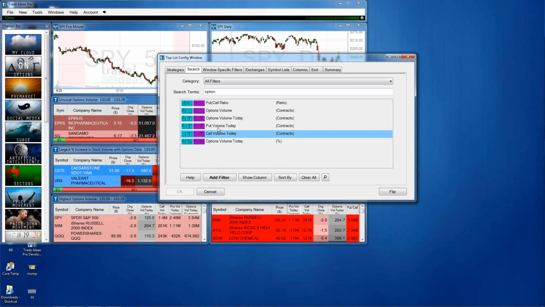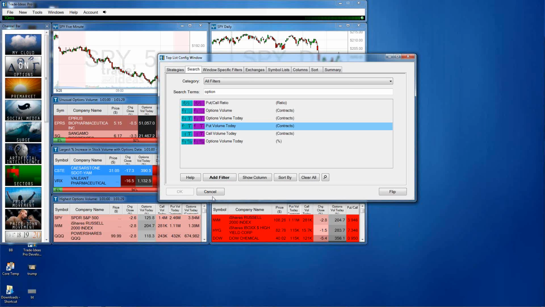So while it's not a huge universe at present, these are some of the key factors: put and call volumes, how many puts versus calls are being traded, what is the options volume, and that can be divvied up into simply how many options contracts have traded, puts and calls, or you just might want to see put volume, call volume, or how many options above normal, including puts and calls, a stock is trading.